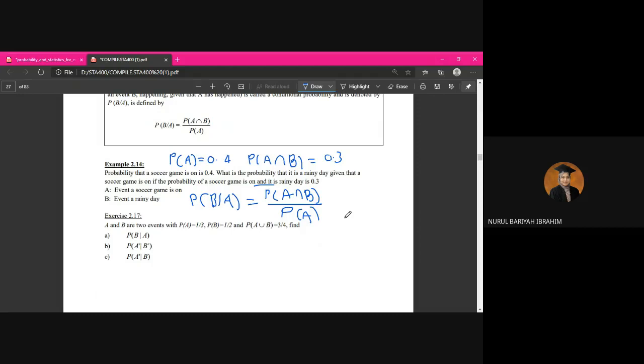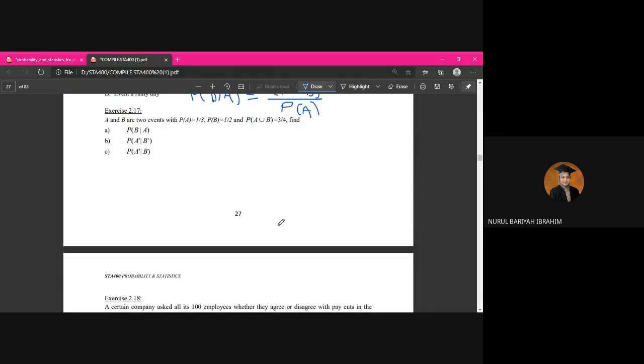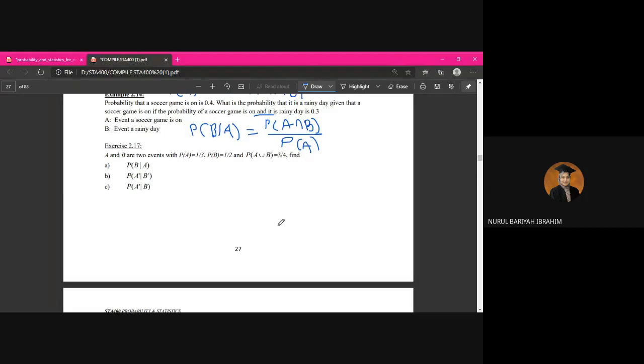We can say that there is a 75% chance that the soccer game is on when it is a rainy day. Okay, given it is a rainy day. Okay, the next question.